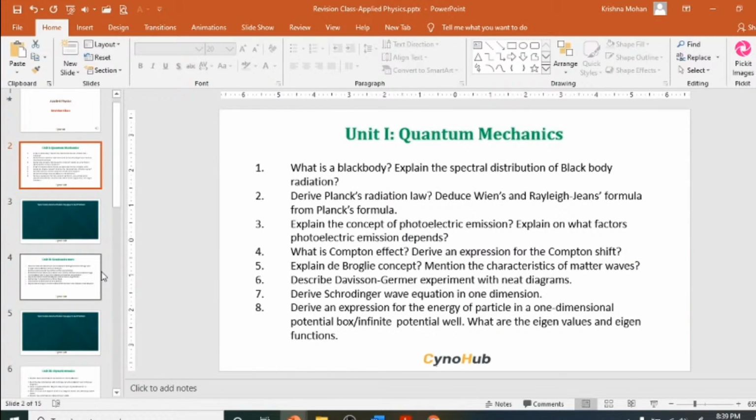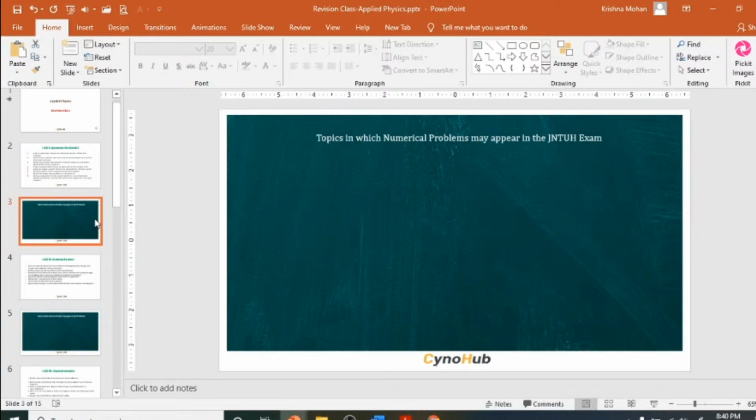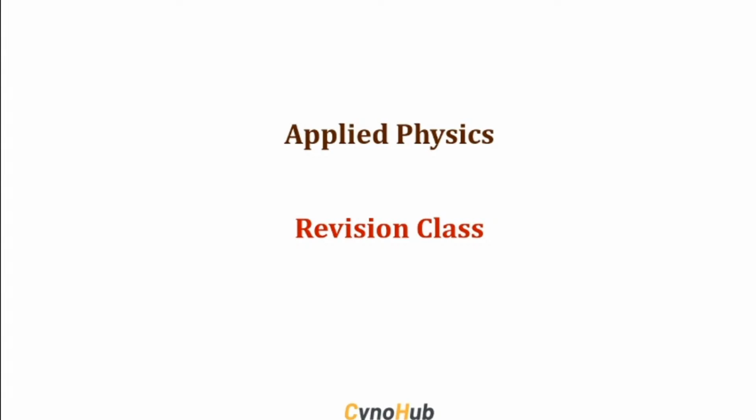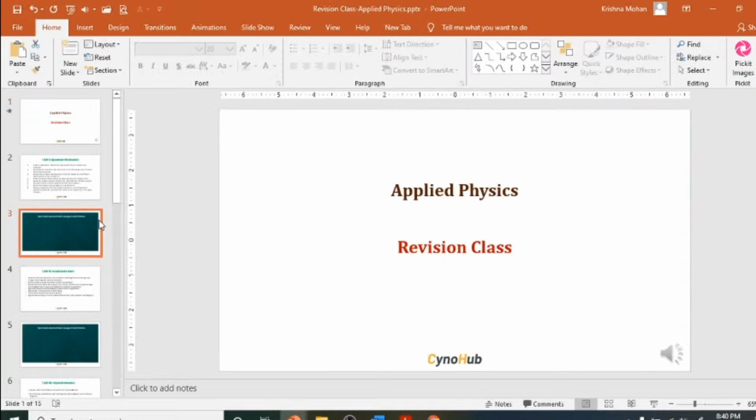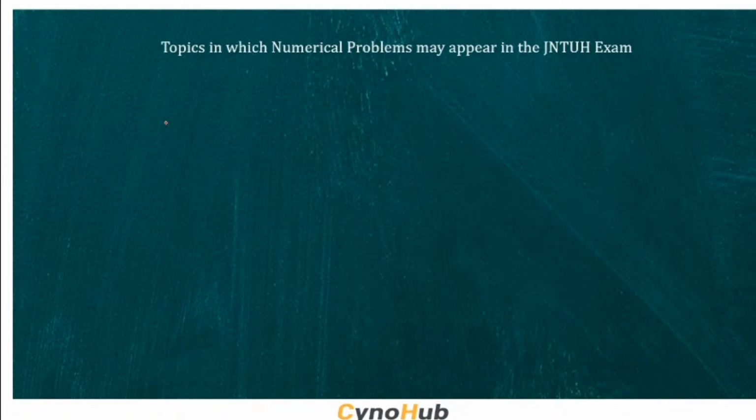What are the important sections in the second unit? Charge carriers, intrinsic and extrinsic semiconductors, the Fermi level, and carrier concentrations. Let me tell you, there exist four different carrier concentrations we have to come across. One is the density of electrons in the conduction band, and the other is the density of holes in the valence band, along with the concentration of electrons and holes in P-type and N-type semiconductors.